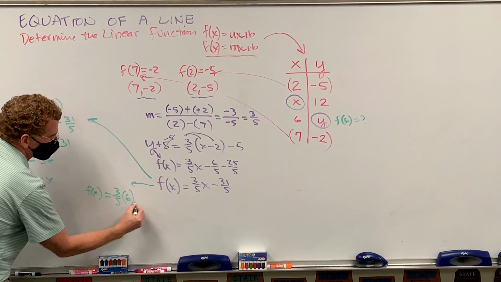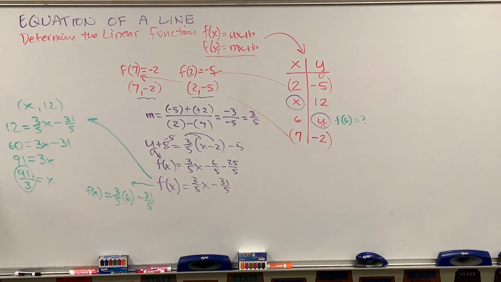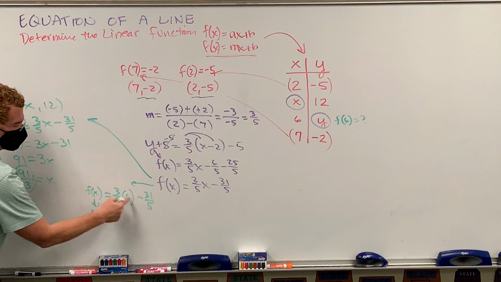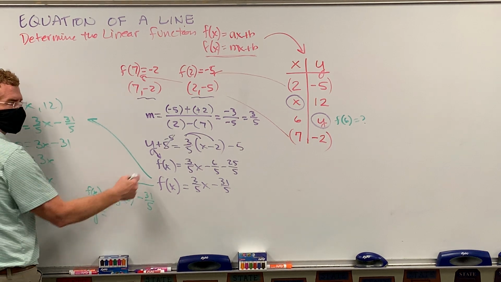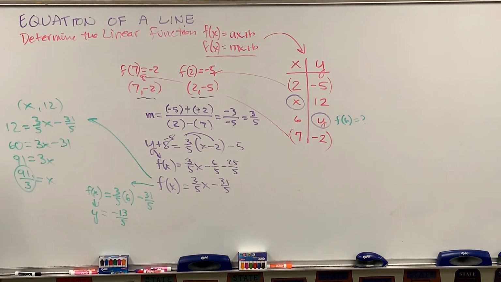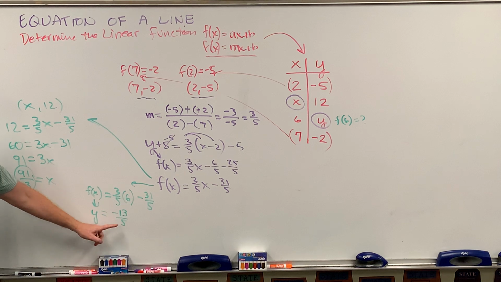3/5 times 6 minus 31/5. And the math here is a little annoying, but I do find out that the y value that you got was a positive 18 minus a 31, which is what, negative 13/5? So the f of 6, or the y, was negative 13/5.